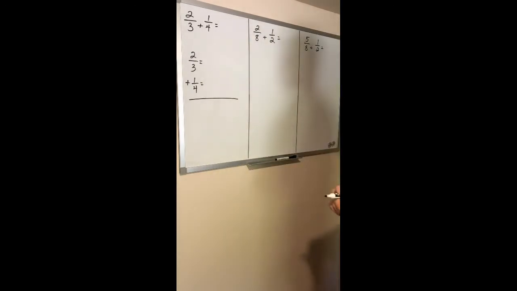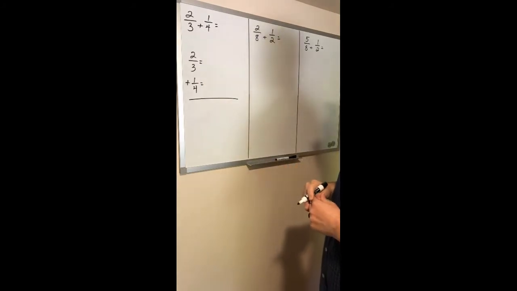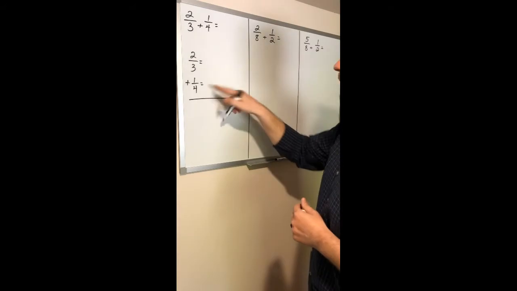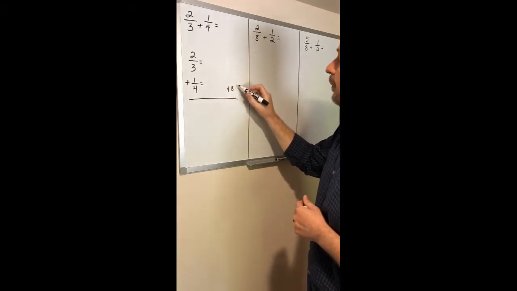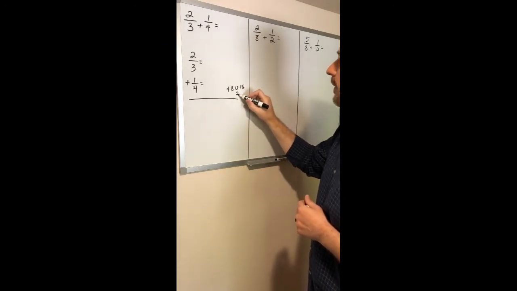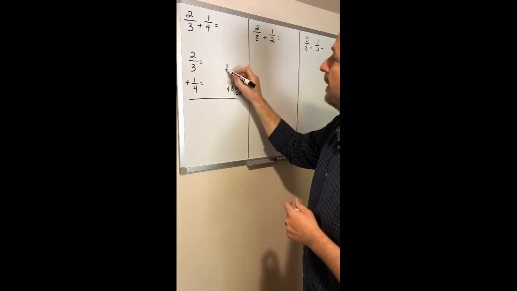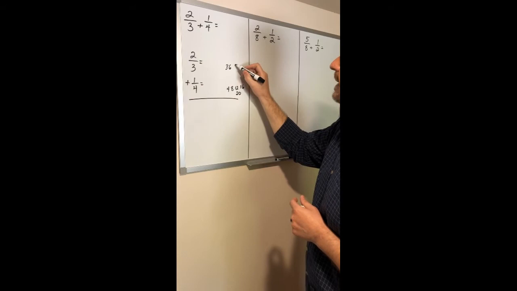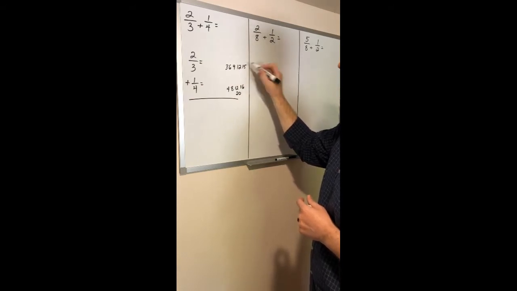So I have to find a common denominator between the 4 and the 3. Well, a way you could do that is list the multiples. So for example, 4 times 1 is 4, 4 times 2 is 8, 4 times 3 is 12, 4 times 4 is 16, and 4 times 5 is 20. Let's do 3. 3 times 1 is 3, 3 times 2 is 6, 3 times 3 is 9, 3 times 4 is 12, and 3 times 5 is 15.